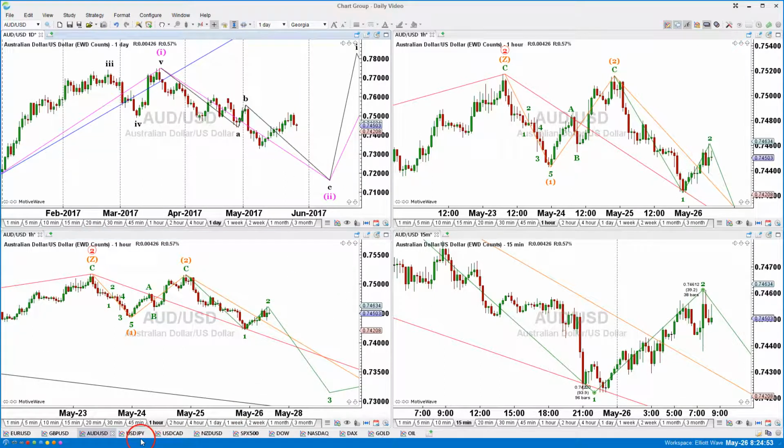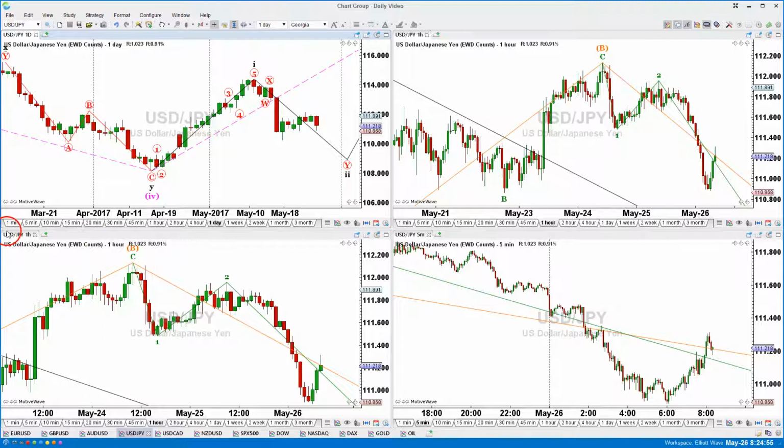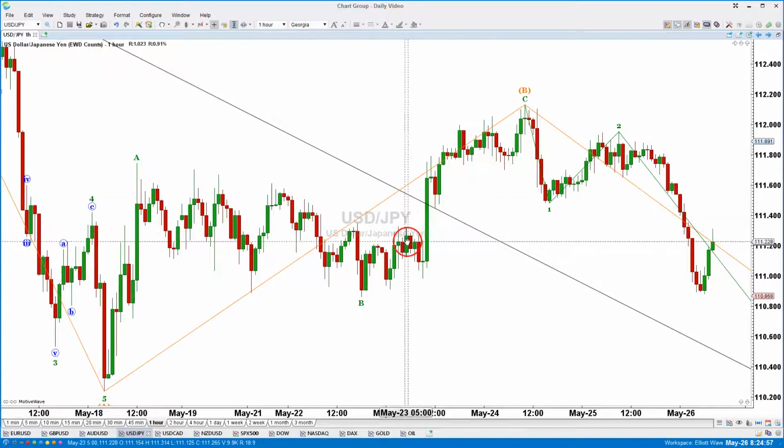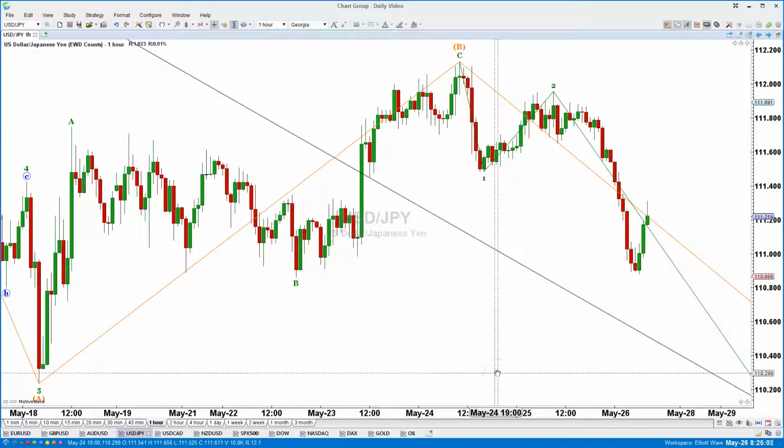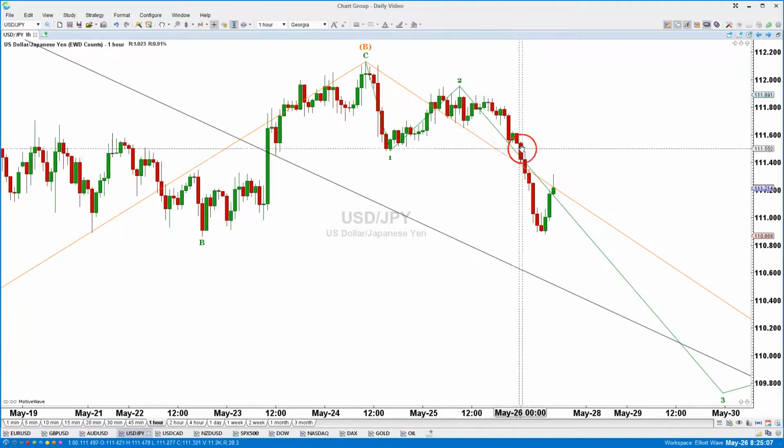What about the dollar yen? Another great setup. Yesterday we were talking that it was time to start looking for the short. The final destination that we're looking for is the 110.40 area, 110.50 area, the previous low on the dollar yen. It's working nicely.